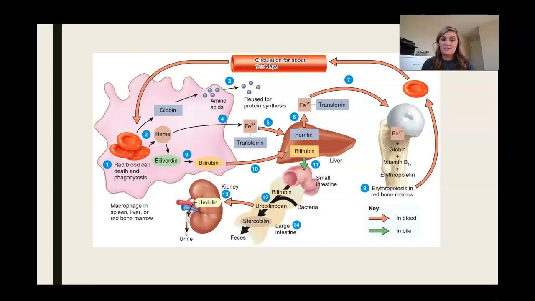The heme is going to get broken down and it turns into either iron, which then can be used again, or biliverdin, which turns into bilirubin. That bilirubin gets secreted into the small intestine from the gallbladder.